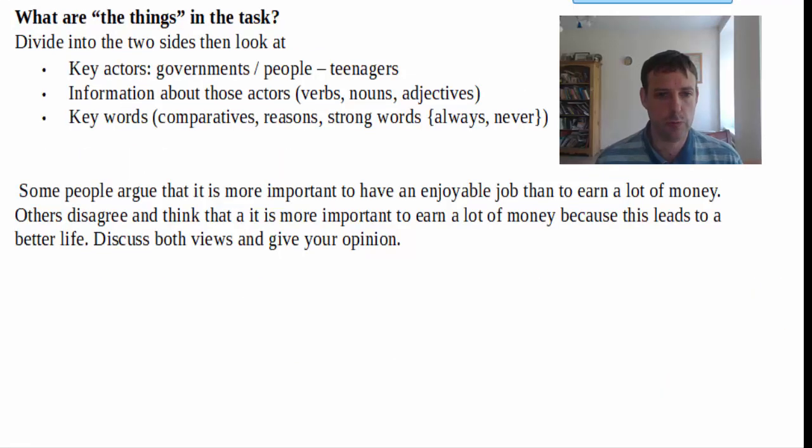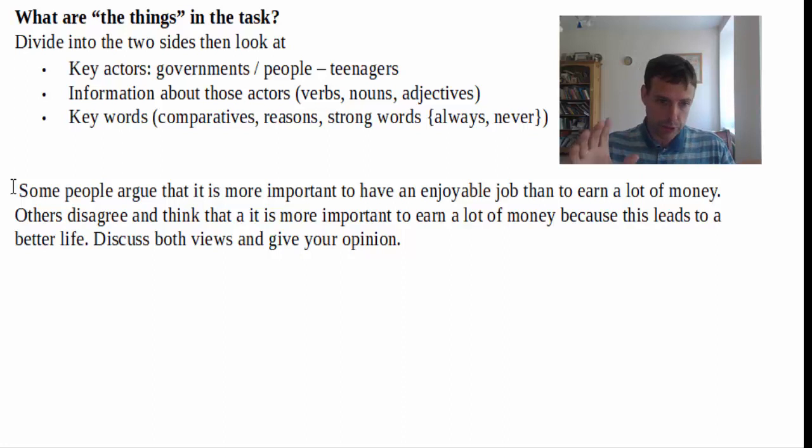Okay, so how can we find the things in the task for discuss both sides? The first step, we need to divide the task into the 2 sides. That's the first step. So let's do that now. Here's the task. Perhaps press pause and read it now.